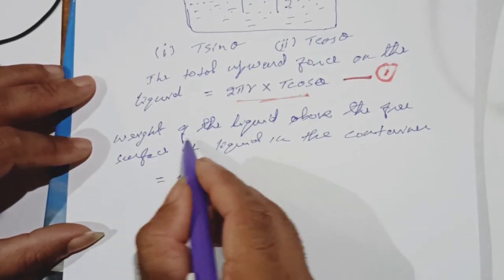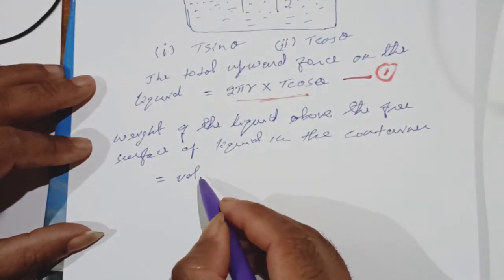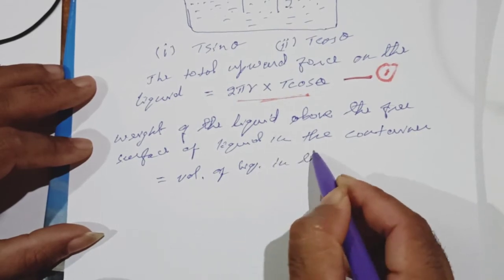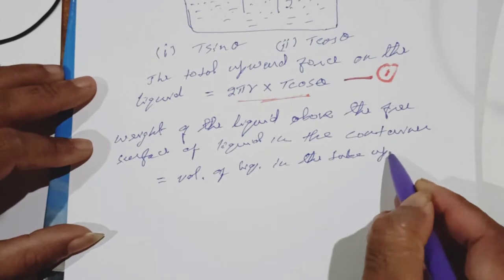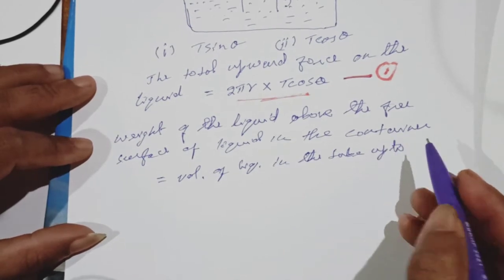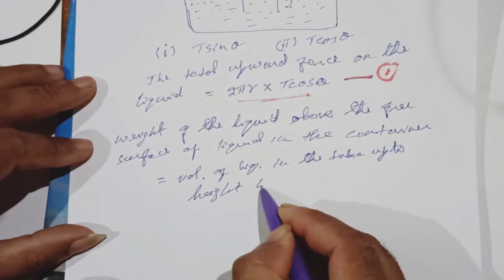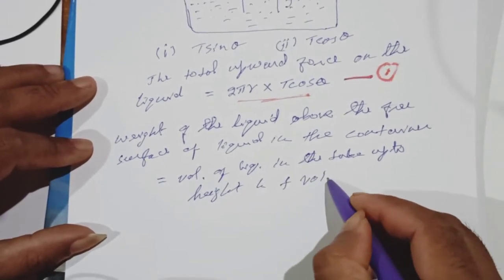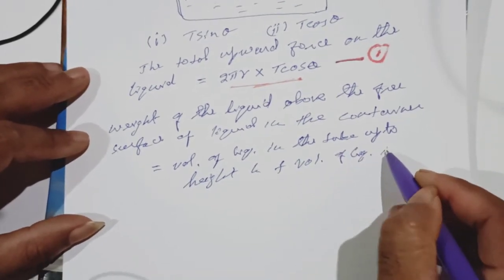So the weight of the liquid above the free surface is equal to the volume of liquid in the tube up to height h plus the volume of liquid, I write in shortcut, in the meniscus.